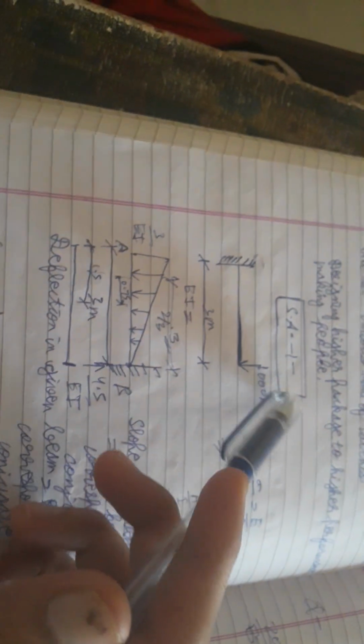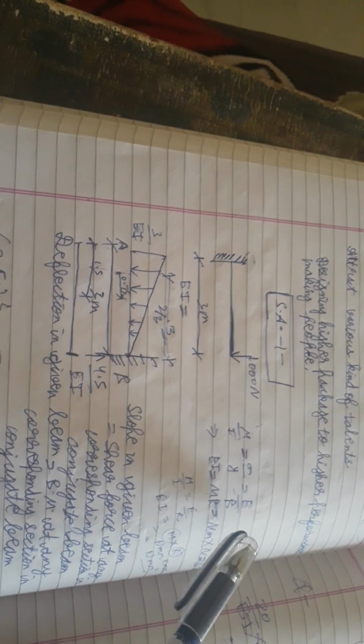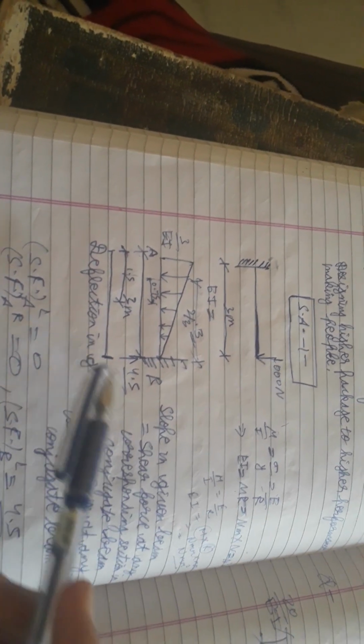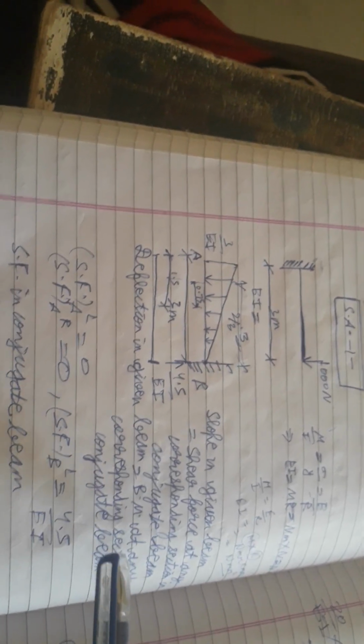Here, see here, this is 3 meter, this is EI. M by I is sigma by Y is equal to E by R, then EI is equal to MR, which is Newton meter into Newton, no, Newton meter into millimeter, which is Newton millimeter square. Slope in given beam is equal to shear force at any corresponding section in conjugate beam. Deflection in given beam is equal to bending moment at any corresponding section in conjugate beam.